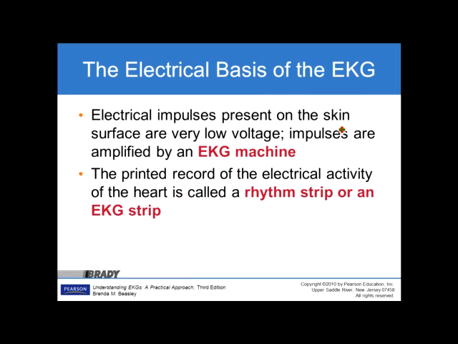The electrical impulses present on the skin surface are very low voltage. Impulses are amplified by the EKG machine. A printed record of the electrical activity of the heart is called a rhythm strip or an EKG strip.